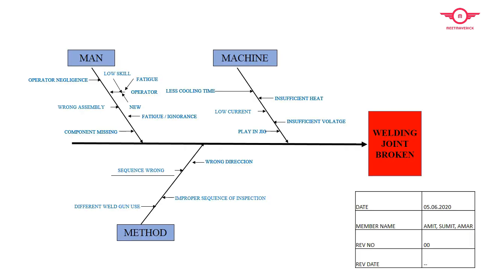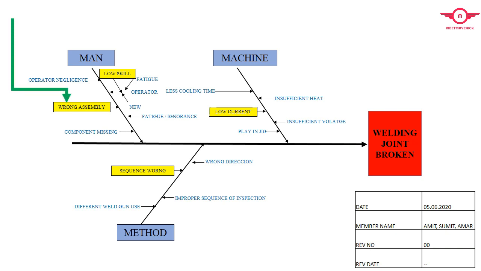Now do some more brainstorming to find out the possible root causes. After identification of all root causes, enclose all root causes in a circle or oval and make the text background a different color from the diagram so that one can easily find the possible root causes.